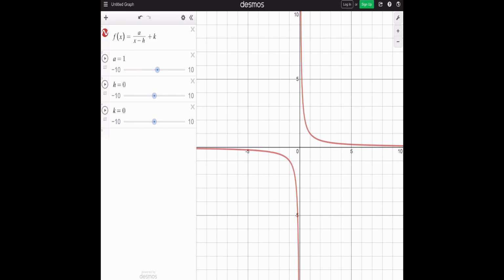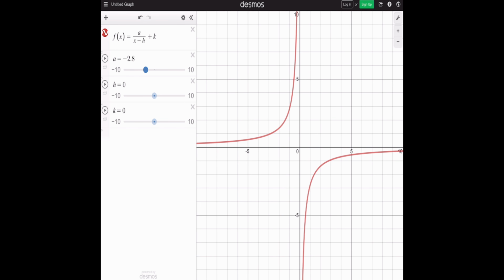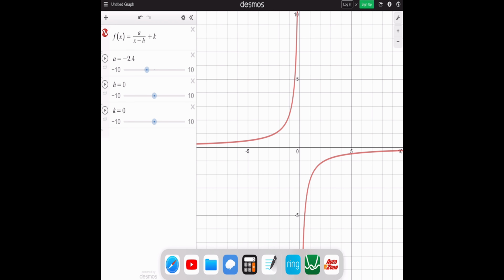Now watch what happens when I make this negative. Okay, so boom. All of a sudden, it flips it over the vertical asymptote. Okay, so watch that again. When a is positive, it's on the right. When a becomes negative, it's reflected like that. Okay, so it looks a little bit different. All right. Let's bring this back to our stuff here.